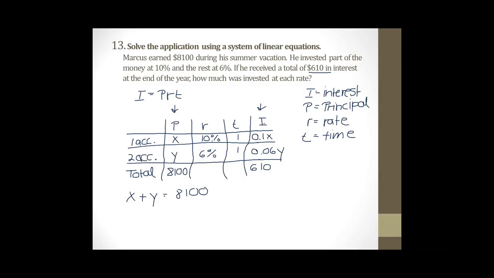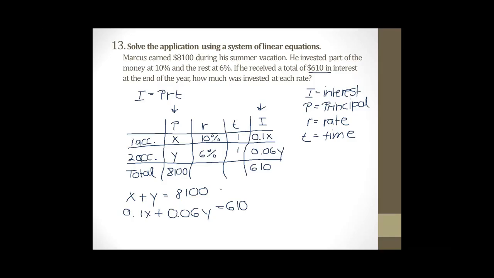And then my second equation, to get my total interest, I take the first account interest, add the second account interest, and I have my total interest. So 0.1x plus 0.06y is equal to 610. Okay, so I have my two equations. Now I need to decide on either choosing the elimination method or the substitution method. I think I prefer the substitution method.